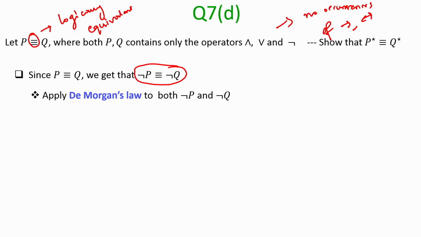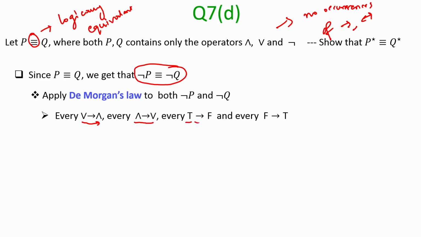Now, what I can do is apply De Morgan's law both to the expression negation P as well as to the expression negation Q. In this process, all the occurrences of disjunction get converted to conjunction, all the occurrences of conjunction get converted to disjunction, all occurrences of constant true get converted into false, and similarly all occurrences of false get converted into constant true. This will be the effect of applying De Morgan's law.